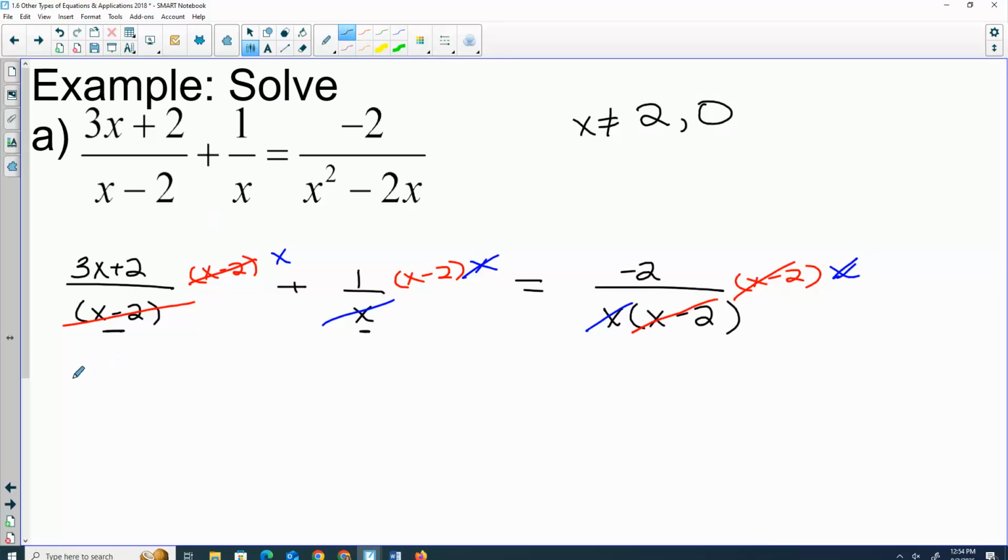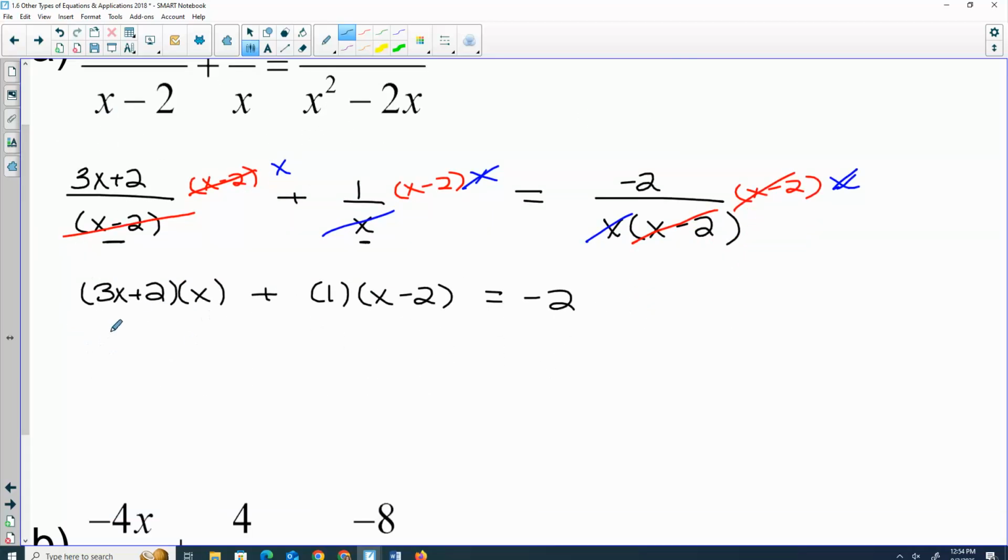So what I'm left with, the first fraction, we have the 3x plus 2 times an x. The second one, I have a 1 times an x minus 2. Over here, I just have negative 2. Or if you multiply that out, you get 3x squared.